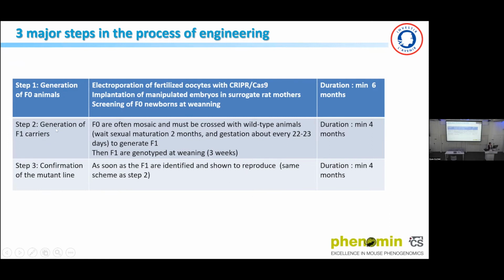Then in the second step, this will be the generation of the F1 carriers, because the F0 newborns are very often mosaic and will be crossed with wild type animals. This will take at least 4 months. In the next step is the confirmation of the mutant line, which can be performed as soon as the F1 animals are identified and also shown to reproduce. That means that the mutation goes through the germline, which is also very important. This takes at least 4 months.